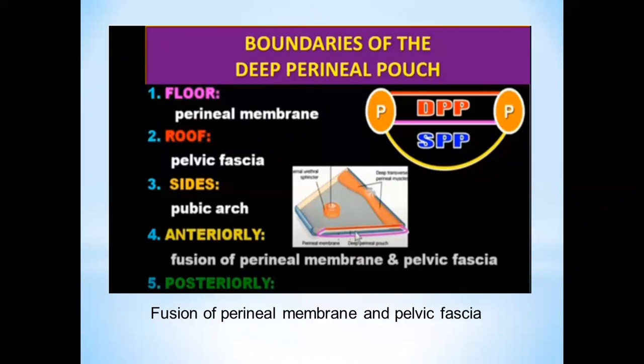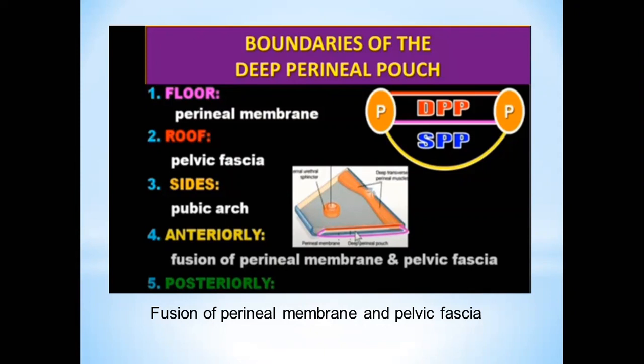Posteriorly the two are separate; anteriorly again they are fused. And on the two sides, as usual, they are attached to the pubic arch. So it is a closed space, and this closed space contains the structures. Those are again similar in male and female, but they are the counterparts.